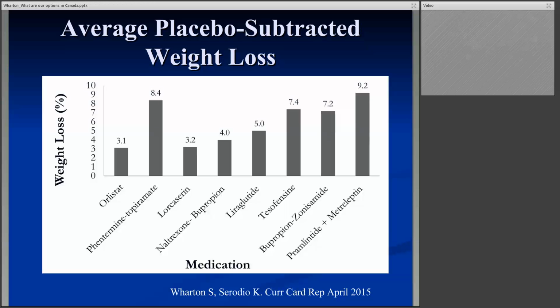So the actual effectiveness of this medication is relatively low versus medications with lower side effect profiles, that patients are able to stay on longer, therefore having longer term weight loss. So orlistat is not a medication that I recommend to my patients. I do recommend liraglutide.